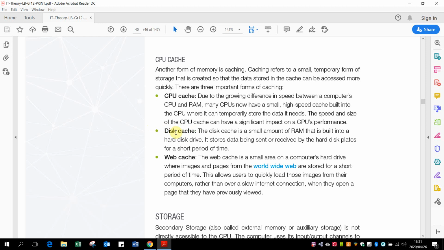Next one is our disk caching. To make a disk, our hard drive, faster, we have to get some RAM. So nowadays a lot of hard drives come out with a little bit of RAM built in to allow our hard drives to be faster.